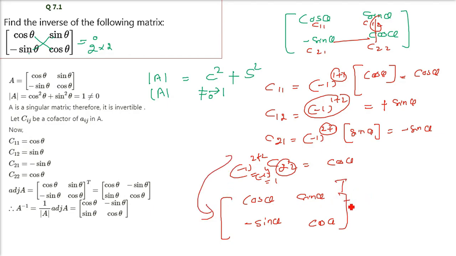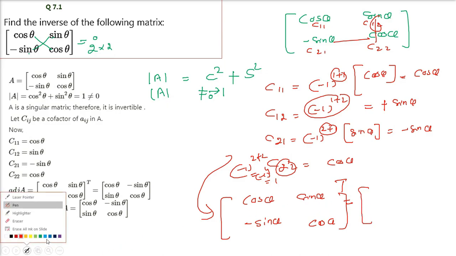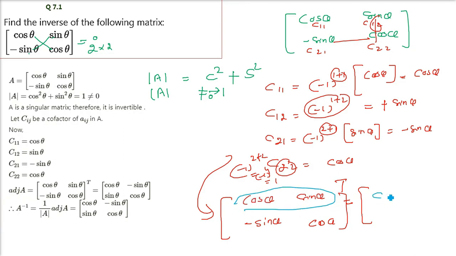We have to take the transpose in order to get the adjoint. Row to column, column to row, that is what. So this cos theta, sin theta will become our column. So cos theta here, sin theta here. Then this also we have to make as minus sin theta and cos theta here as a column. So this is your adjoint A. This is actual adjoint A.